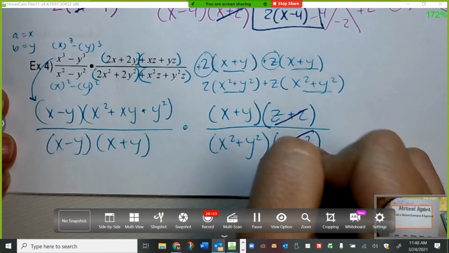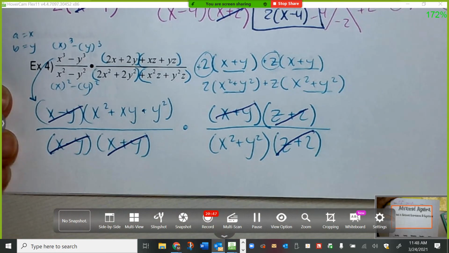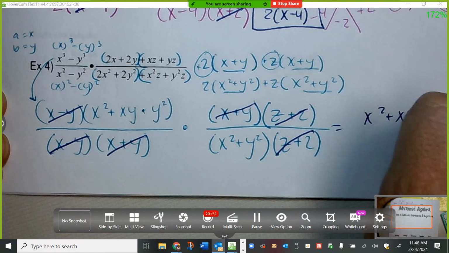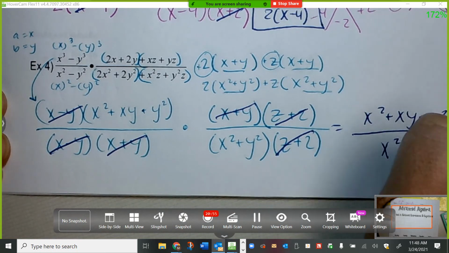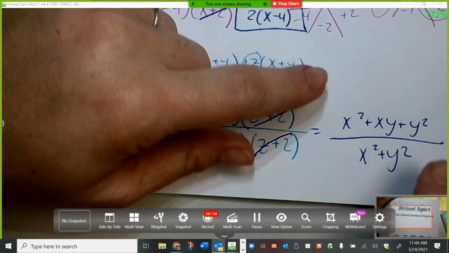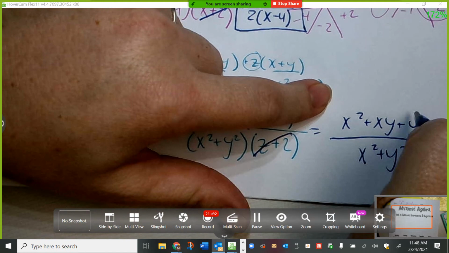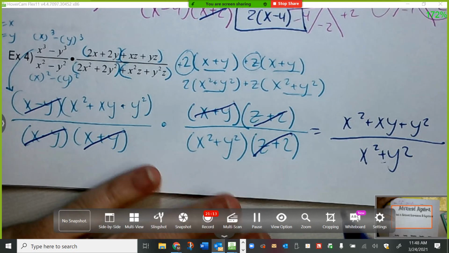Z plus 2, x plus y, x minus y, those do not cancel, so we get x squared plus xy plus y squared over x squared plus y squared. Now, what I want you to realize is you cannot just cancel those x squared y squareds. We talked about this yesterday because this is a whole factor. That whole piece is considered together. This whole piece is considered together. So they have to match perfectly to cancel. When you have plus and minus, they have to match perfectly to cancel. So that is your answer.